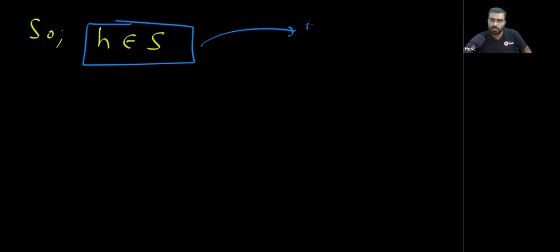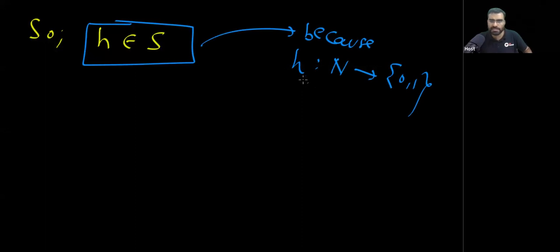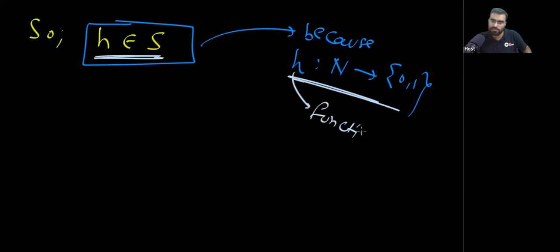Because h is a function from n to {0, 1}, I can say h belongs to the base set S. Correct? Yes or no? So h belongs to S. But did you notice that h is different from all fi? h is not the same as fi for all i.